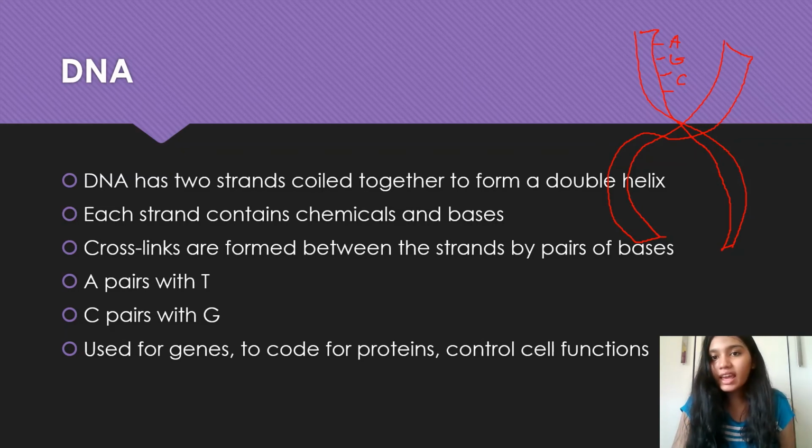So if you have A here on one side, you'll have T on the other side. If you have G on one side, you have C on this side. If you have C on one side, you have G on the other side. They're always complementary pairs. Okay, A with T, C with G.